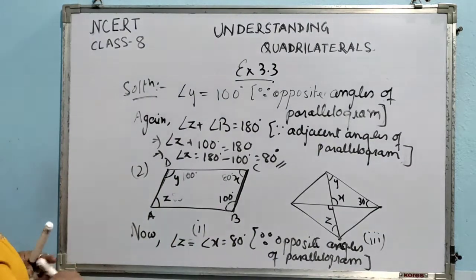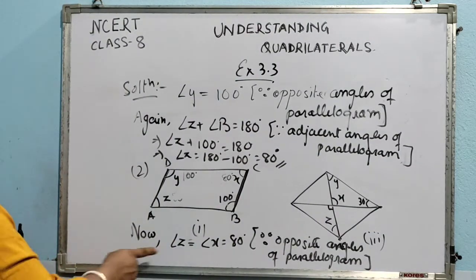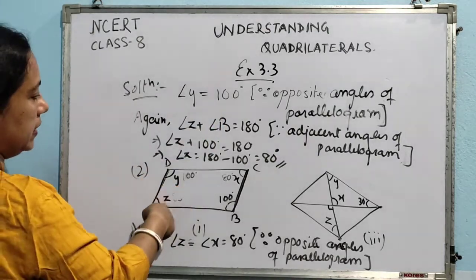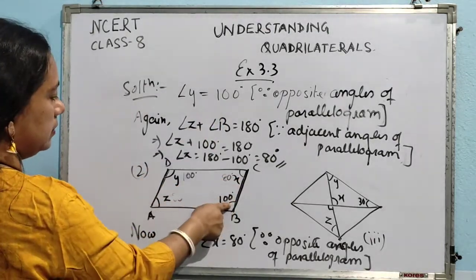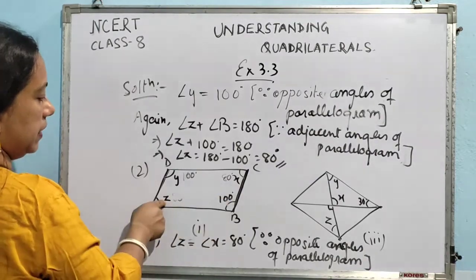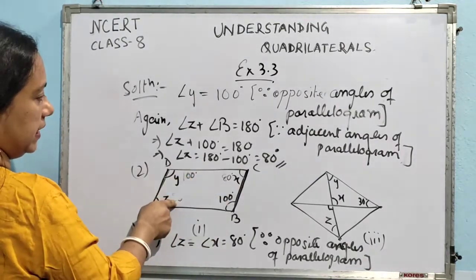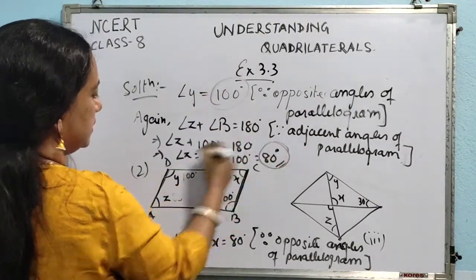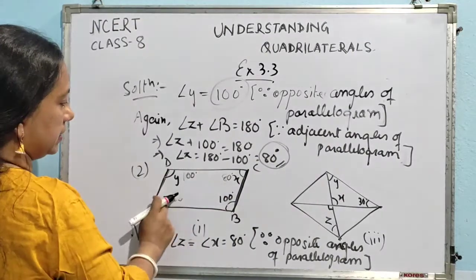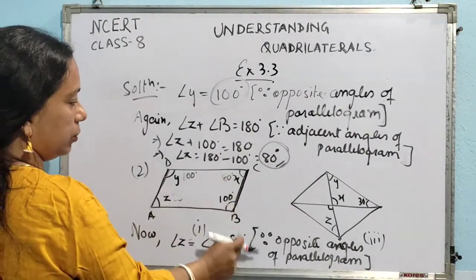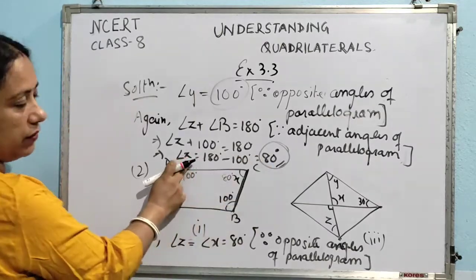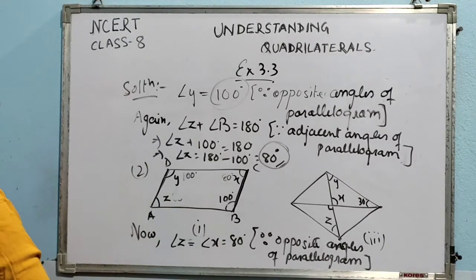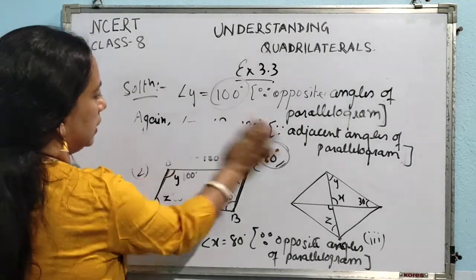Got it, beta? So what do we get? First thing that we got is that the measure of y is 100 degree. Then we got that Z and B will be supplementary, so 100 plus 80. So we got this one Z to be 80 degree. So one is Y, one is Z, another one we need is X. Z will be equal to X equal to 80 degree. Why 80 degree? Because we got the value of Z to be 80 degree from this one, since opposite angles of a parallelogram. So we got all the values.